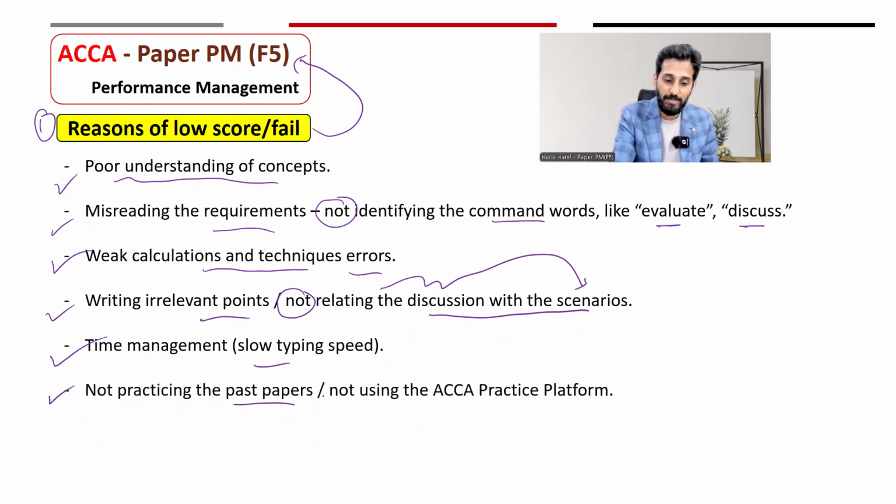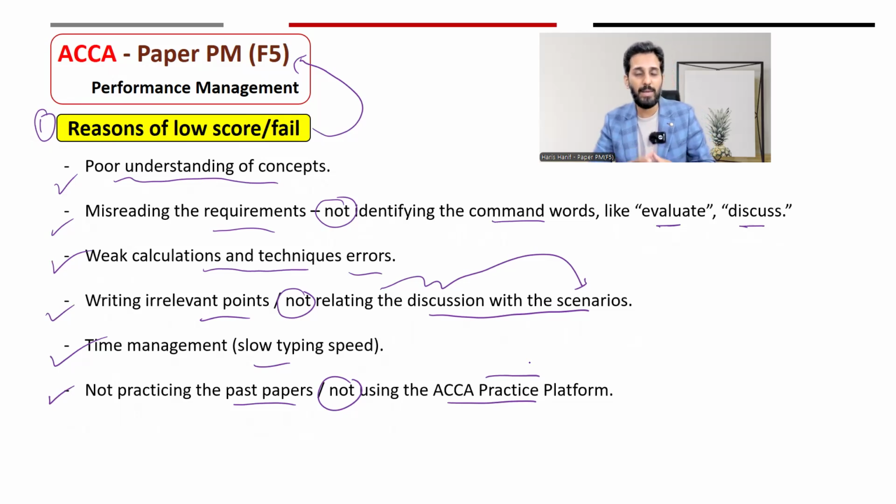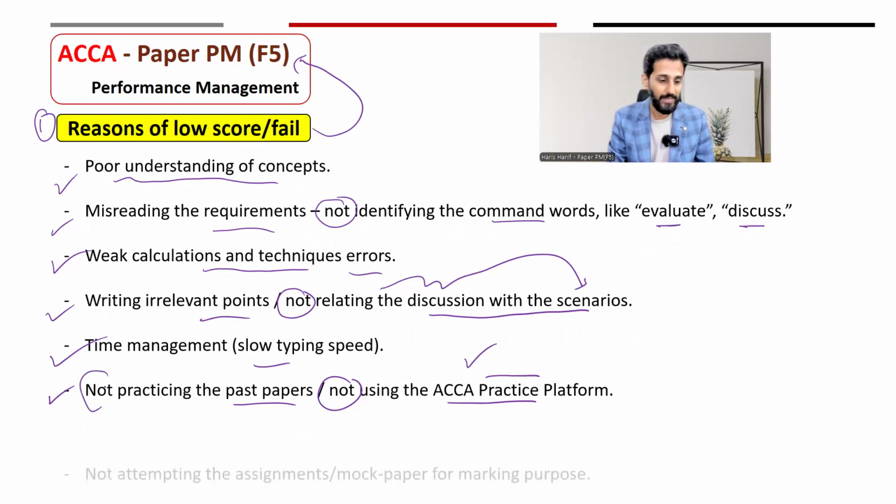Not practicing past papers, not using the ACCA practice platform. This is one of the important reasons, because you should use the ACCA practice platform so that you are able to understand the tools on it, and sufficient past paper practice is one of the key areas to prepare well for the examination. These are the reasons for low scoring, right? If you are not practicing on the ACCA practice platform, that's an important thing to be concerned about.